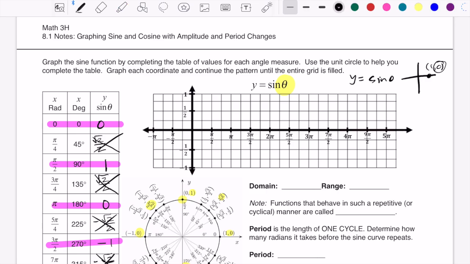So let's take a look. When our input is 0, our angle is 0, we're at 0. So we're right here. Then at pi over 2, we go up to 1. Then we come down to 0. Then we go to -1, and then we're back at 0. And then because you can keep going around the unit circle, this pattern is going to continue.